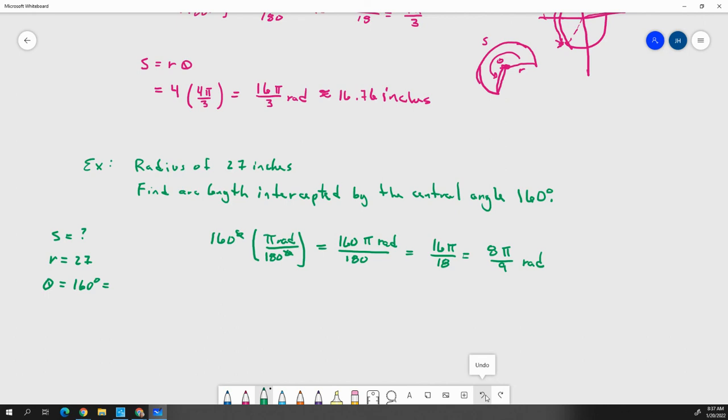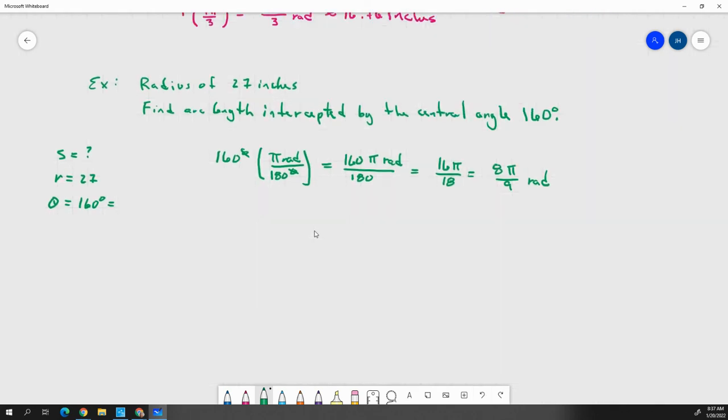I was just making the fractions smaller and smaller till I got to one I couldn't break down anymore. So now our theta, our central angle, is still 160 degrees, but we're referring to it as 8 pi over 9 radians. And so now we can just do the formula. We know that S equals R times theta, and we know what R is, and we know what theta is. So we can multiply now, 27 times 8 pi over 9, and we will get whatever the calculator tells us, which is about 75.4 inches.